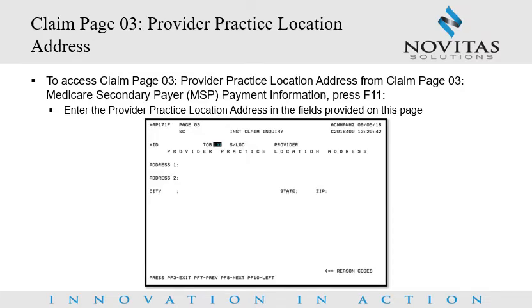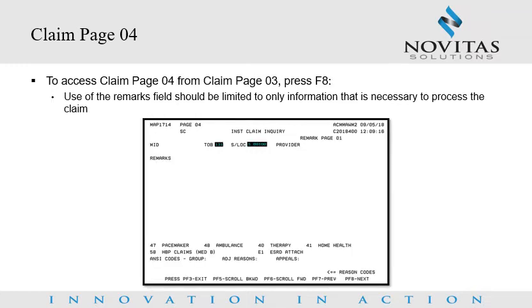Claim page 03, Provider Practice Location Address. Claim page 03 extended twice is where you will enter the provider practice location address. To return to the main claim page 03, press F10 to move to the left twice. Claim page 04. To access claim page 04 from claim page 03, press F8.